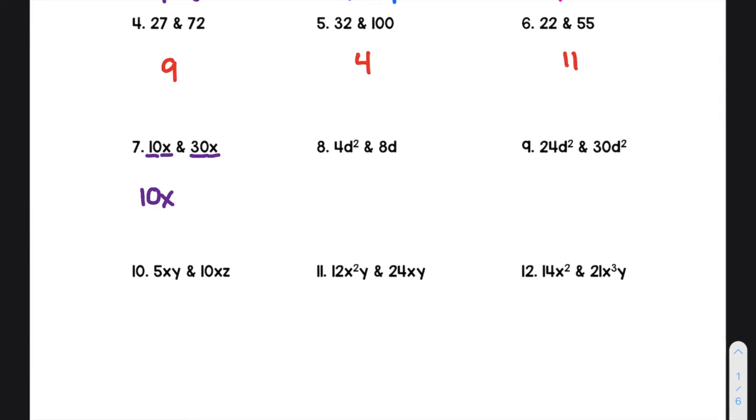Similarly, problem number 8, what's the biggest number that goes into 4 and 8? That would be 4. In addition, they both have a variable in common. D squared tells me that it's d times d. The first term technically has 2 d variables in it. The second term only has 1 d variable in it. How many do they both have? Do they both have 2? No, because the second term has only 1. Do they both have 1? Yes, they do. Therefore, the GCF for 8, what's in common between those two terms, is 4d.